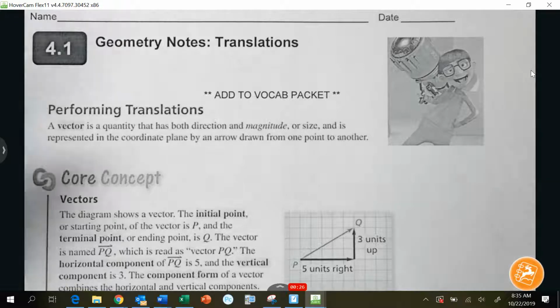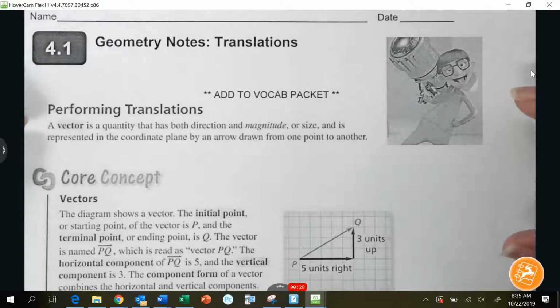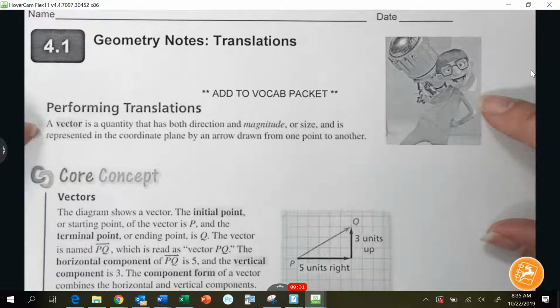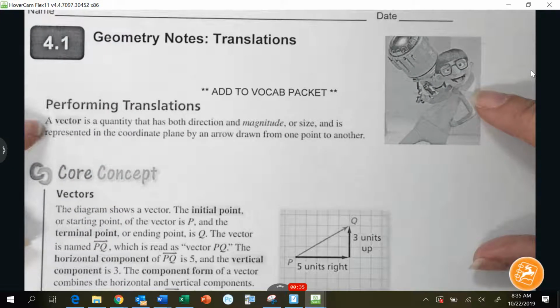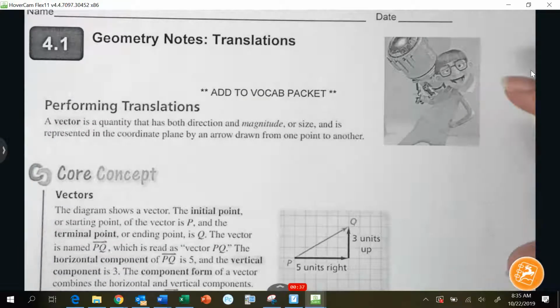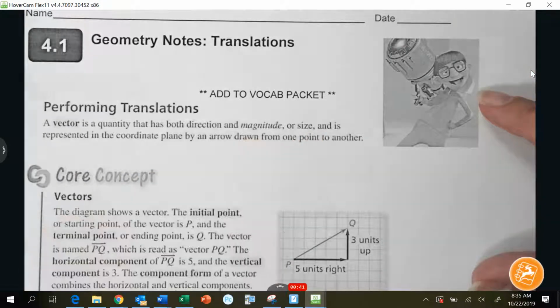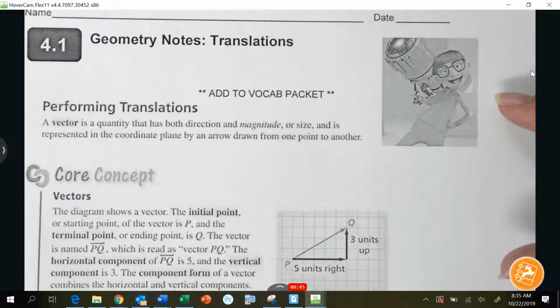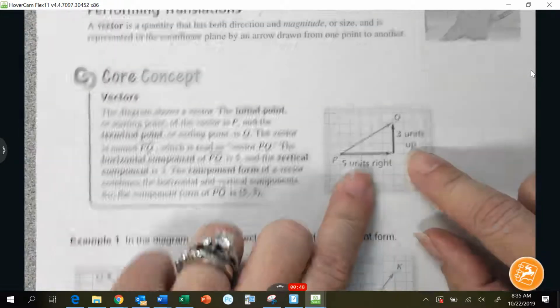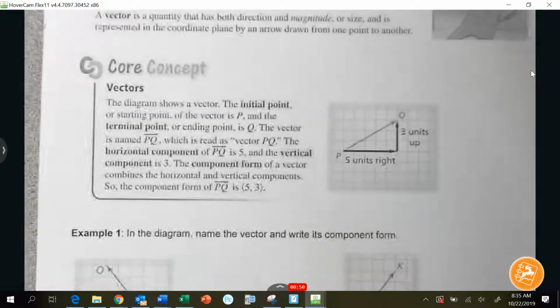But have you guys heard of a vector before? Besides Vector, have you heard of a vector? Two people have. Excellent. So a vector is a quantity that tells you direction, and it tells you size, which is magnitude. It's represented in a coordinate plane by an arrow drawn from one point to another. So here's a picture that looks like a vector.